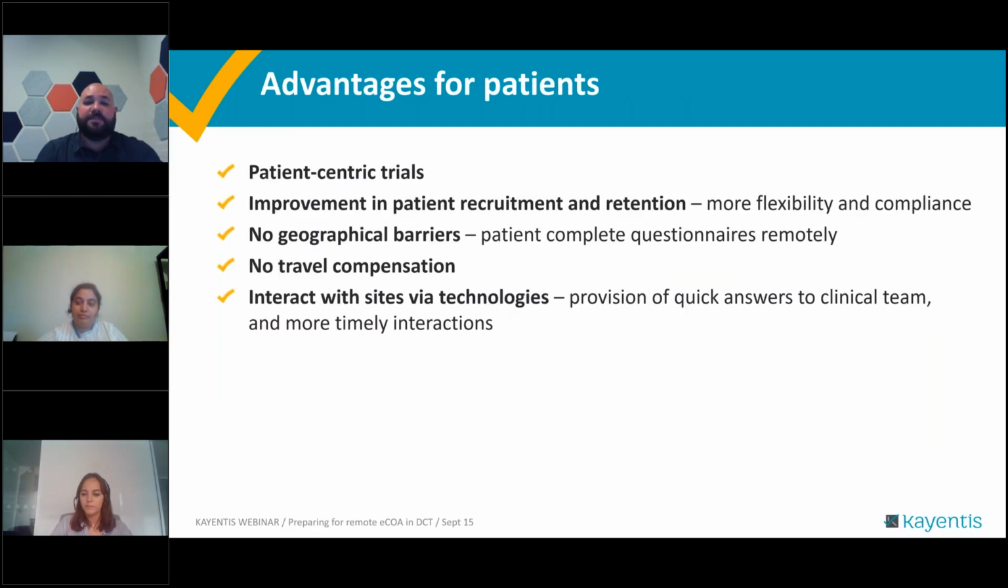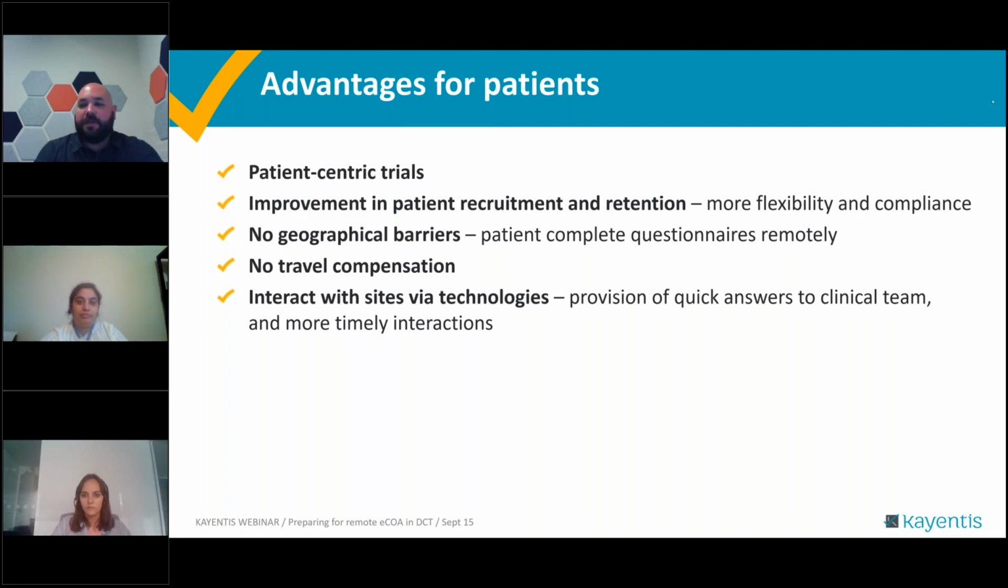All right, so let's discuss some of the benefits of decentralized clinical trials for patients. As these trials are more flexible, the study may see improvements in patient recruitment and retention. No geographical barriers allows patients to complete questionnaires remotely at their convenience. Also, no travel compensation will be required. With the help of trial technology, the patients may also interact with the site team more efficiently to submit data and also answer any questions that may be needed.